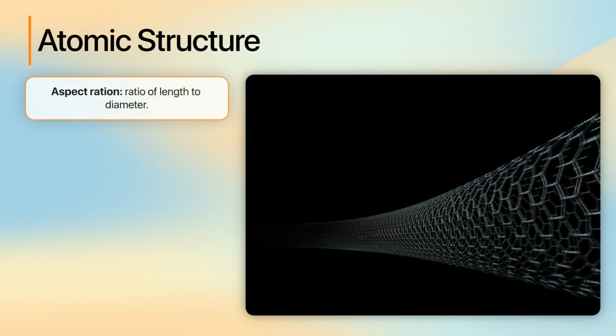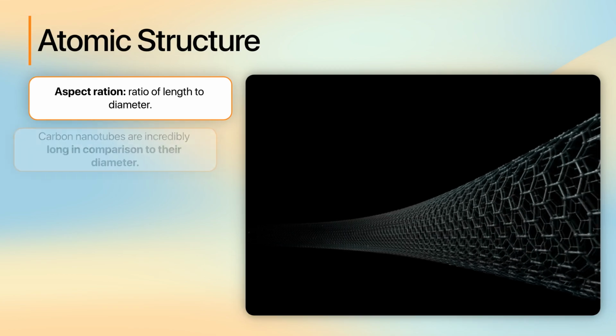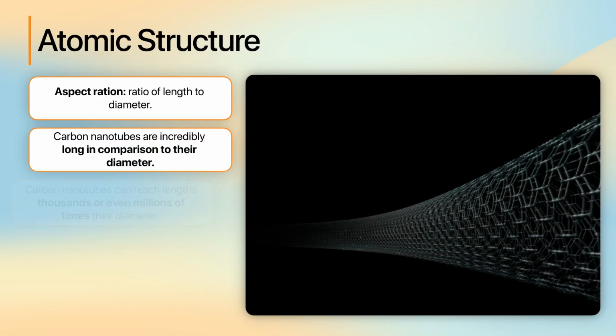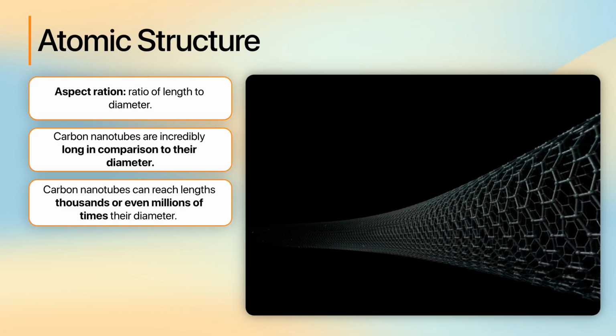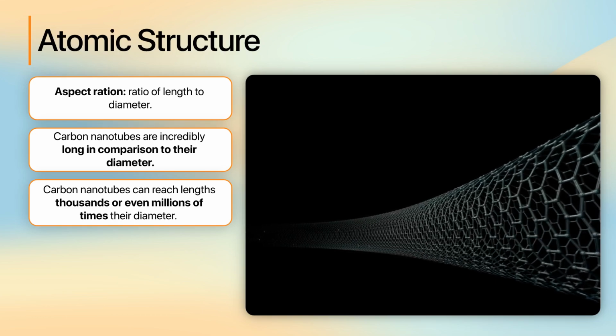One remarkable feature of carbon nanotubes is their aspect ratio, which is the ratio of length to diameter. Carbon nanotubes can be incredibly long in comparison to their diameter, often reaching lengths thousands or even millions of times their diameter. This high aspect ratio is a key factor in their unique properties.